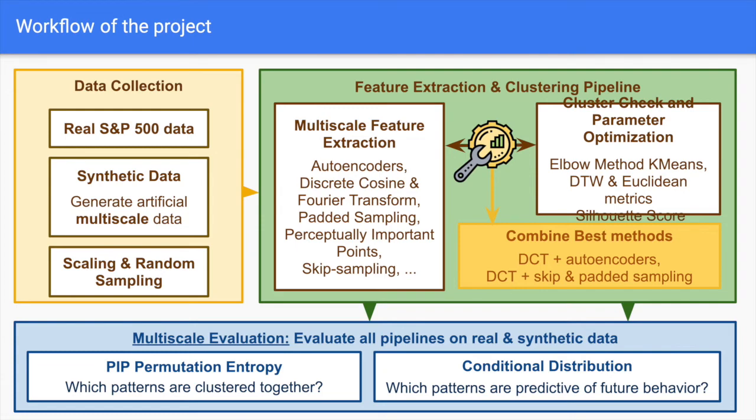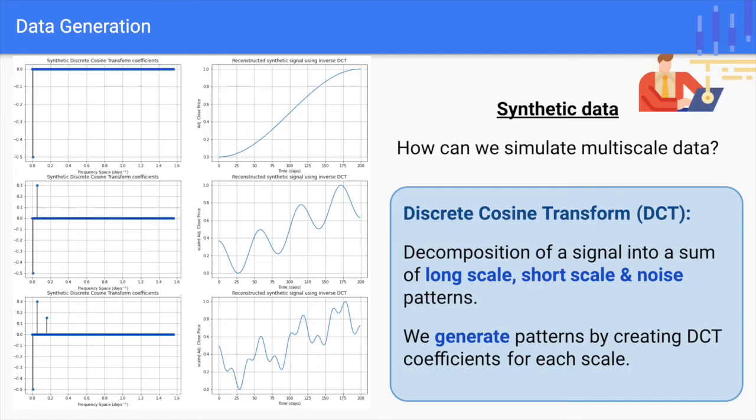Moving on to the next slide, how can we gather data that has multi-scale patterns? The idea here was to generate it ourselves. We use an idea from signal processing called the discrete cosine transform, which breaks down a signal into a sum of different patterns on different time scales. And we use this idea in reverse to generate multiple time scales in a signal. Now we will detail our pipelines.